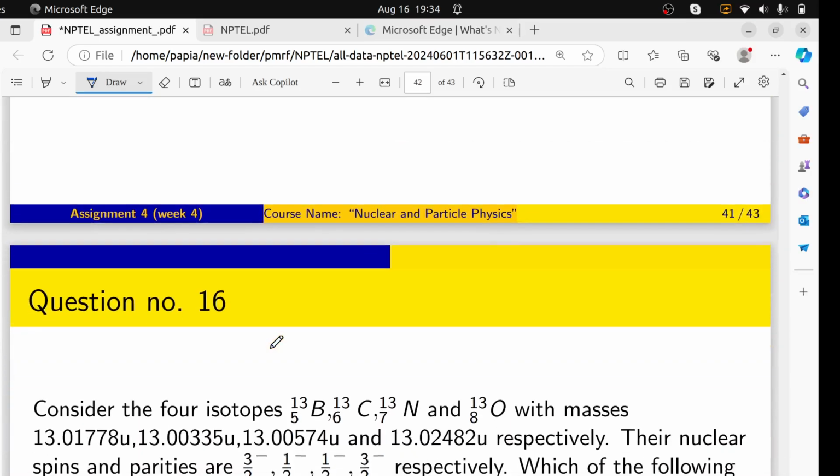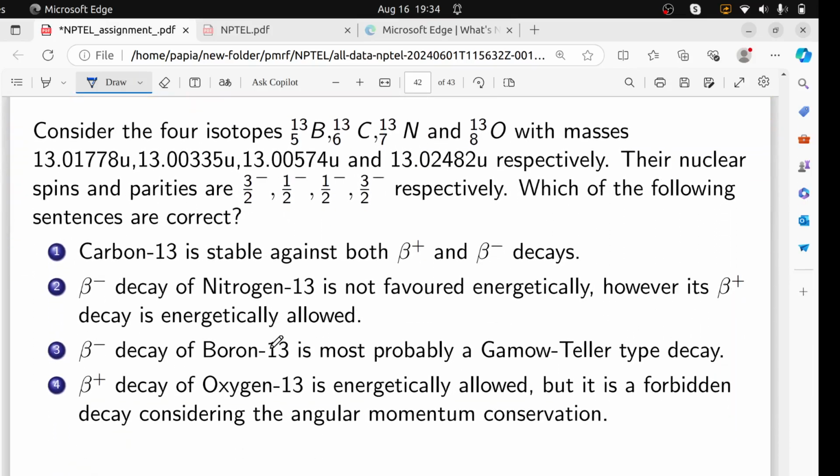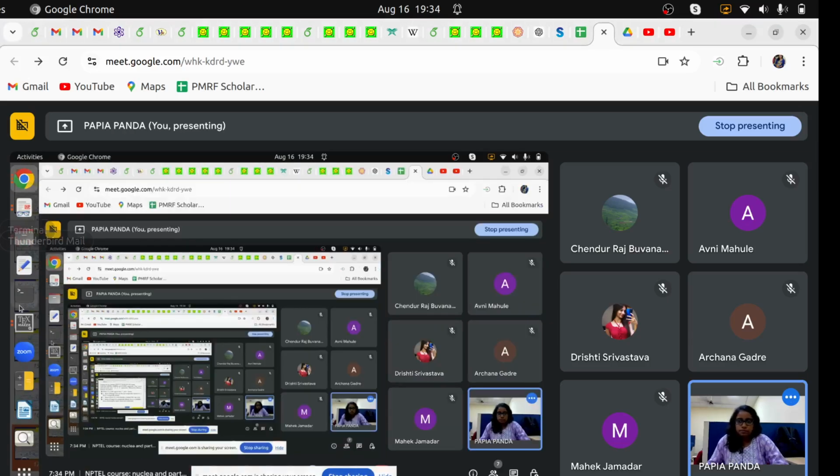Maybe this is the last question. This is the last question. This one is very similar to whatever it was previously. Consider the 4 isotopes. Am I audible? I think I am audible. Yes.